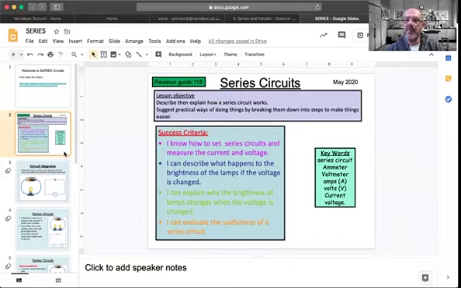So what should you be able to do by the end of the day? So you should know how you should set up a series circuit. We obviously can't do that because we're not in school, but you should be able to set one up and to measure current and voltage in a series circuit, what we use to measure them.